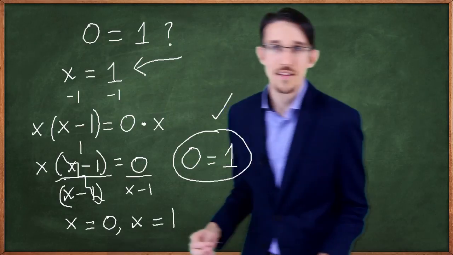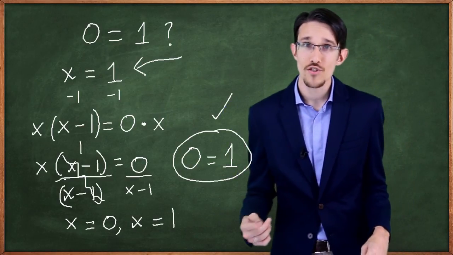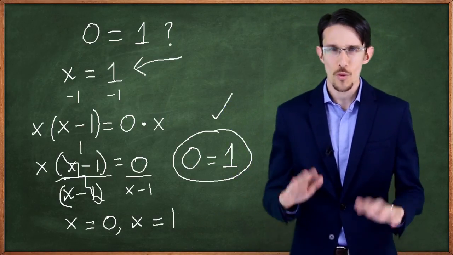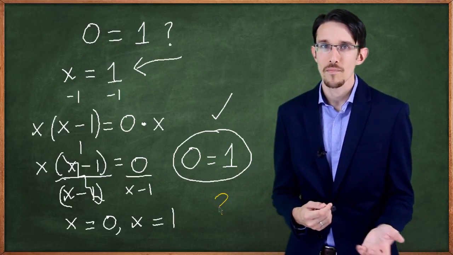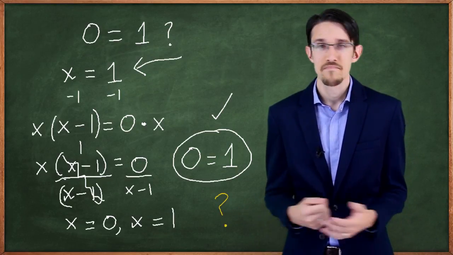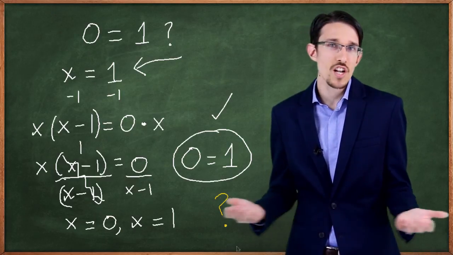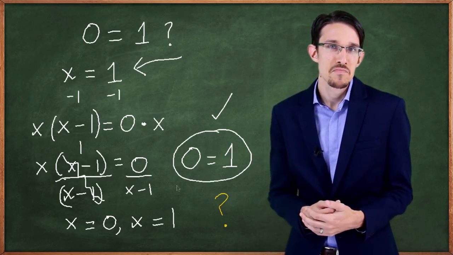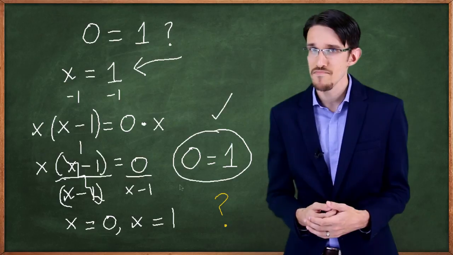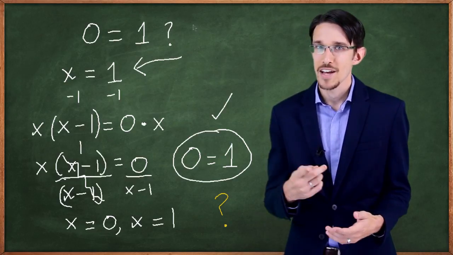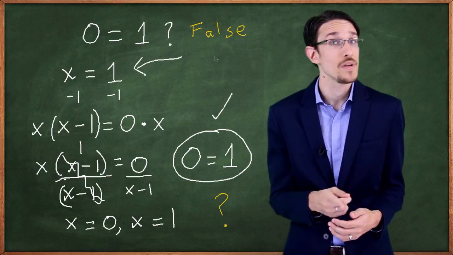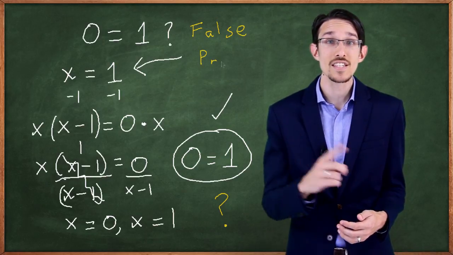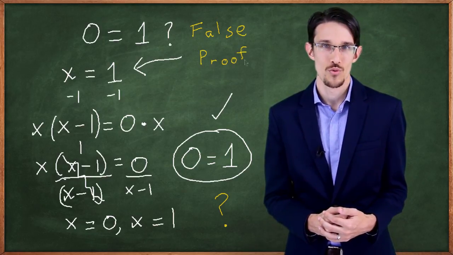Wait, what? Oh, you're not convinced. Oh, okay. No problem. How many Ferraris do you have? 0. Is that the same thing as 1? How many cheetah pets do you have? 0? Is that the same thing as 1? No. I tricked you. This is not a real proof like our 0.9 repeating equals 1 was. This is a false proof.